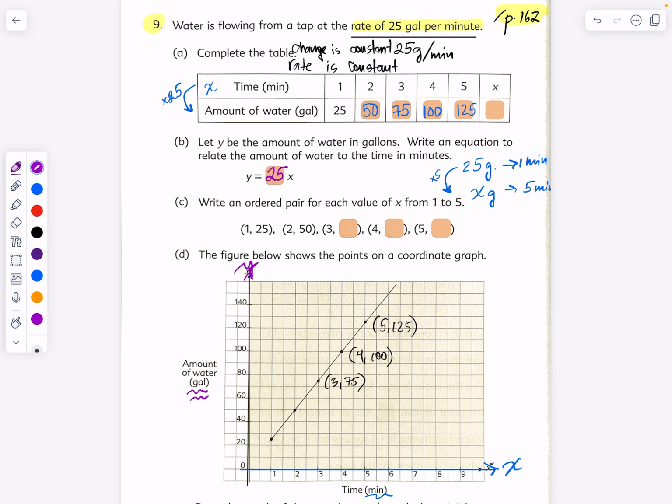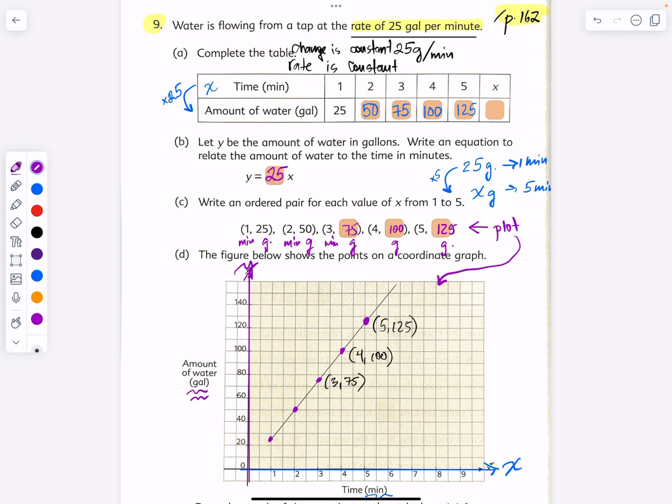So 1 minute, 25 gallons. 2 minutes, 50 gallons. 3 minutes, 75 gallons. 4 minutes, 100 gallons. 5 minutes, 125 gallons. Let's plot these points on the coordinate plane. And we will notice that all these points belong to a straight line.